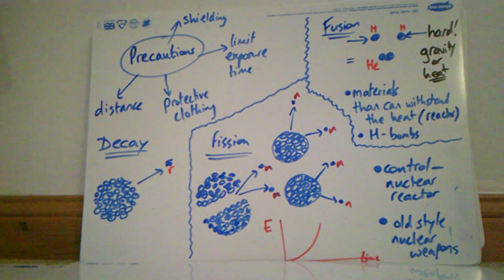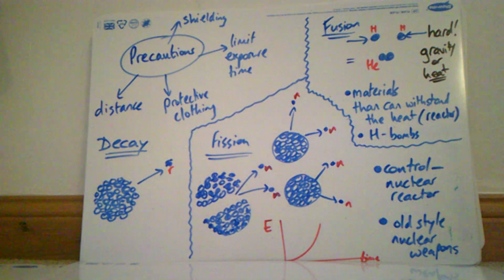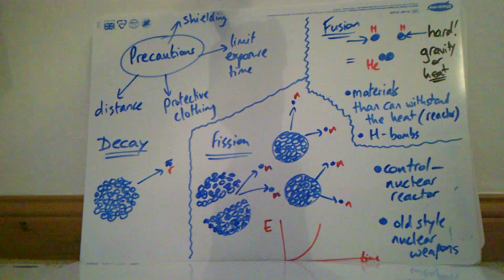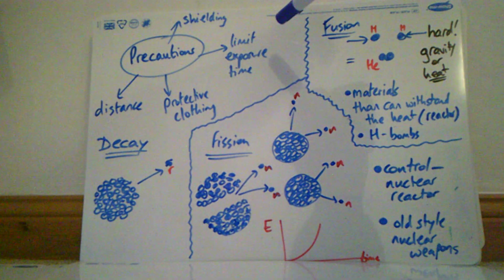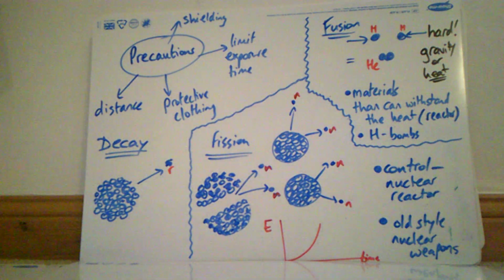So what are some examples of safety precautions you take if you're hanging around radioactive materials, and so you're being hit by this invisible energy? Get some shielding around it, limit your exposure time, wear some protective clothing, and get distance away from it.